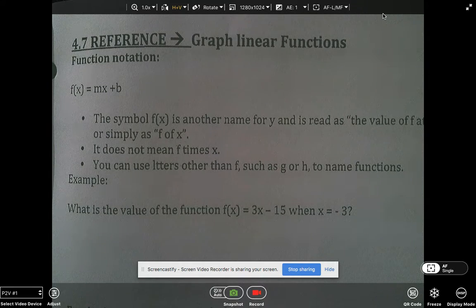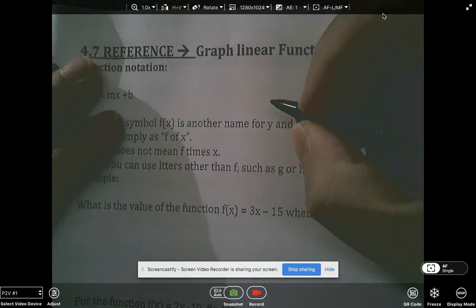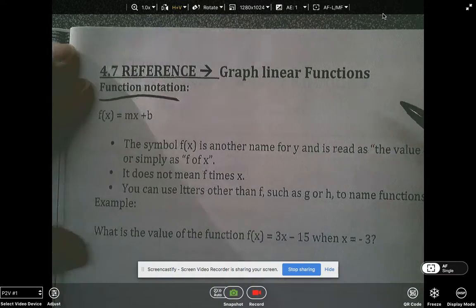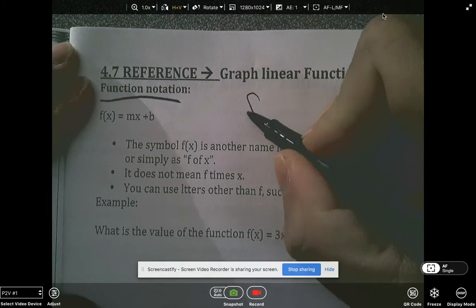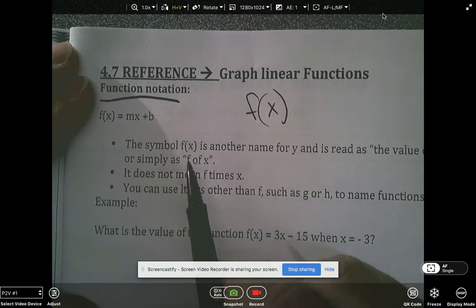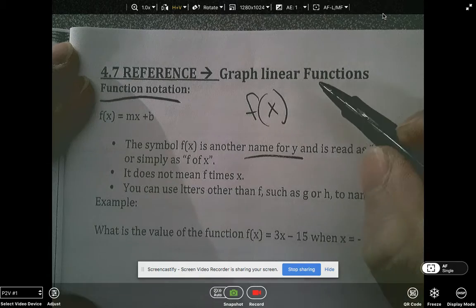All right, in today's video reference, we're going to look at the last section of this chapter, which is 4.7, graphing linear functions. But really, we're just looking at function notation. If you don't remember anything or learn anything from this video, the one thing you need to know is that function notation, which is written like this, in this symbol, f of x is another name for y, really. So that's all f of x is.